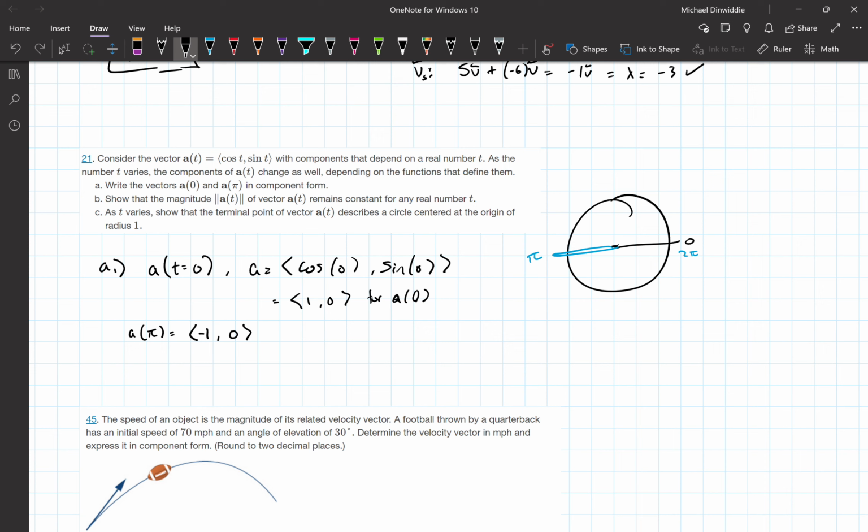Pull the unit circle up or just use your calculator. Either will do it. So we've done problem A. We've given the vectors in this form where we've plugged in a number for t and got the work for it. So that's the first bit there.